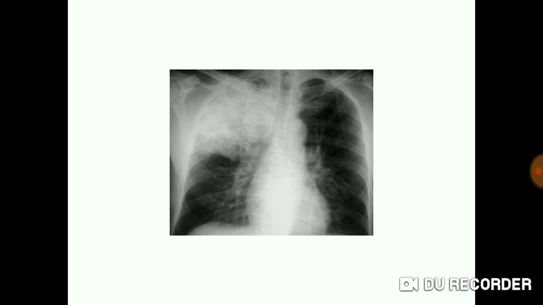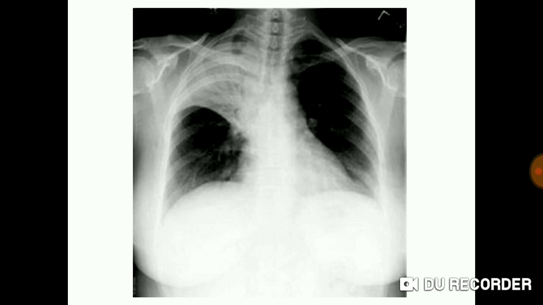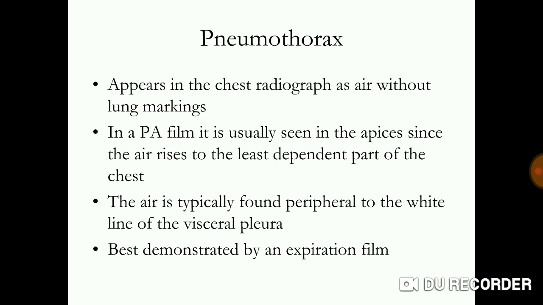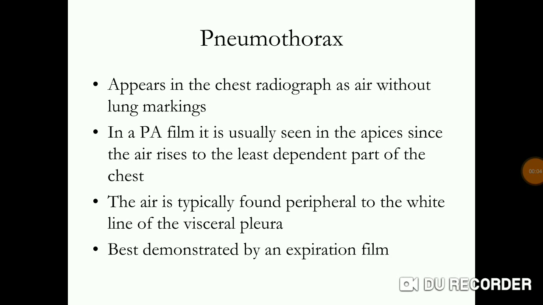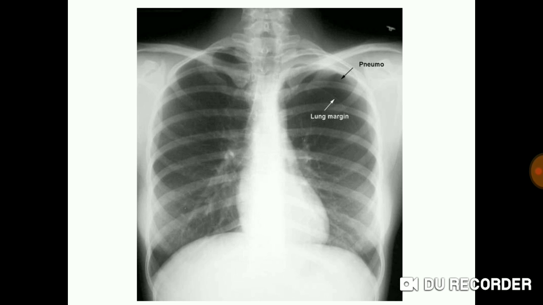Another one is also this one, 3. Pneumothorax appears in the chest radiograph as air without lung markings. In a posterior anterior film, it is usually seen in the apex. Since the air rises to the least dependent part of the chest, the air is typically found peripheral to the white line of the visceral pleura, best demonstrated by an expiration film. You can see in this picture.